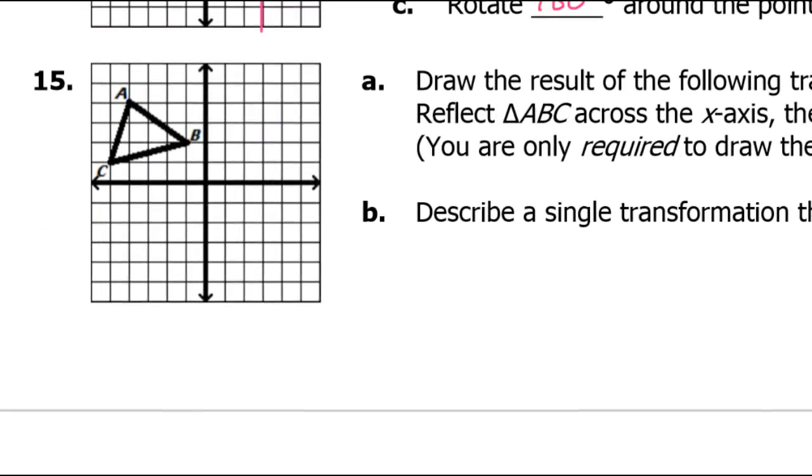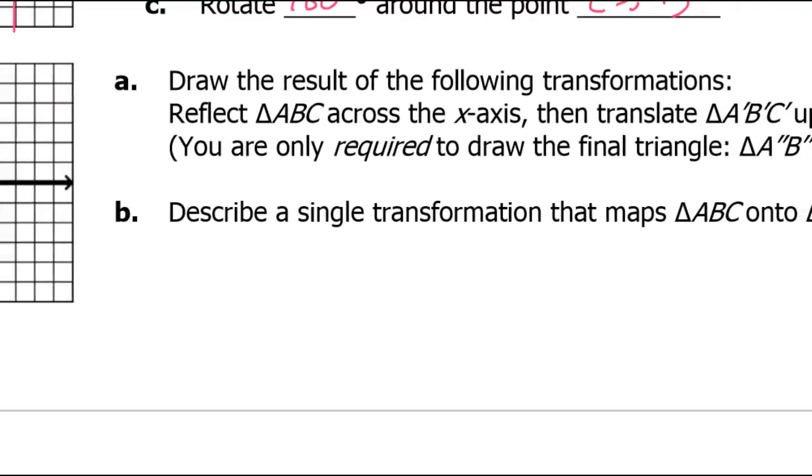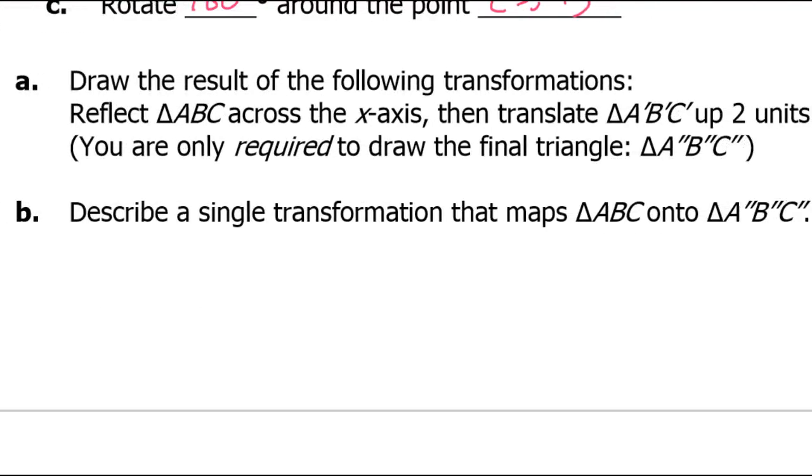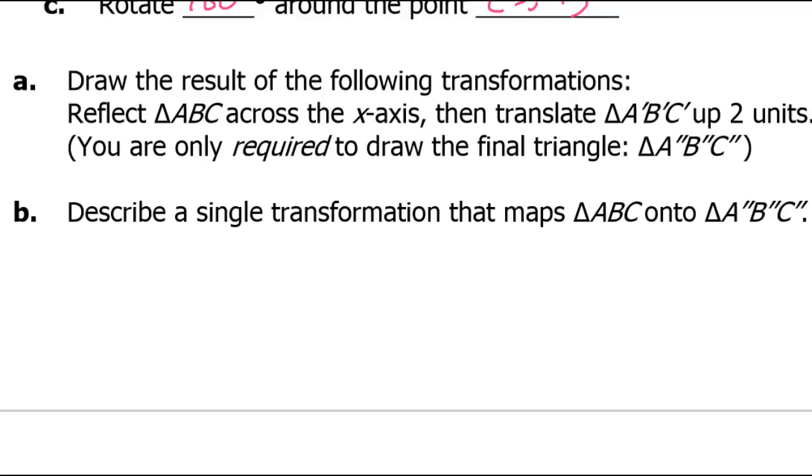Alright, number 15. Draw the result of the following transformations. Reflect triangle ABC across the x-axis, then translate A prime, B prime, C prime up 2 units. You're only required to draw the final image. Okay, so reflect across the x-axis and then move it up 2 units.